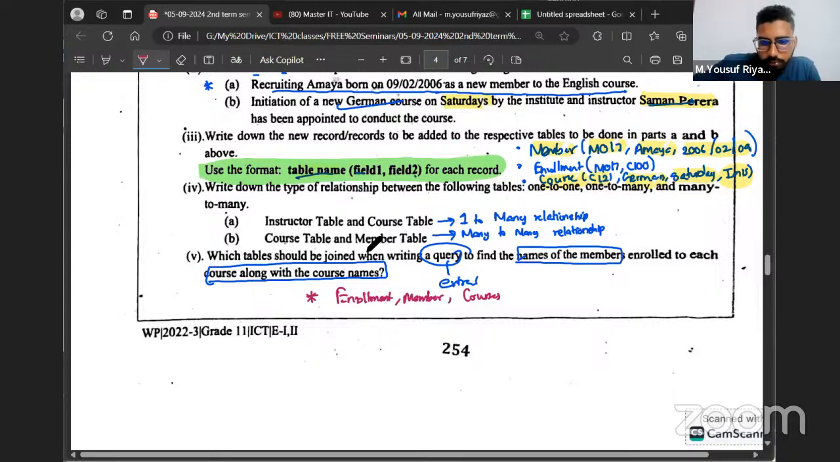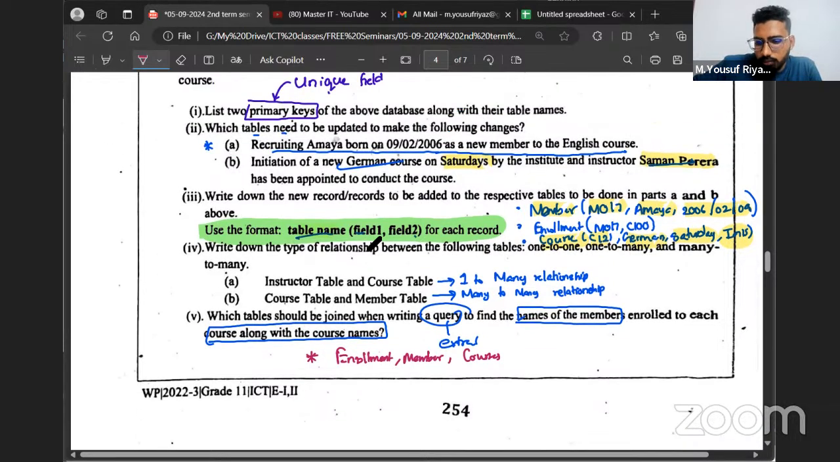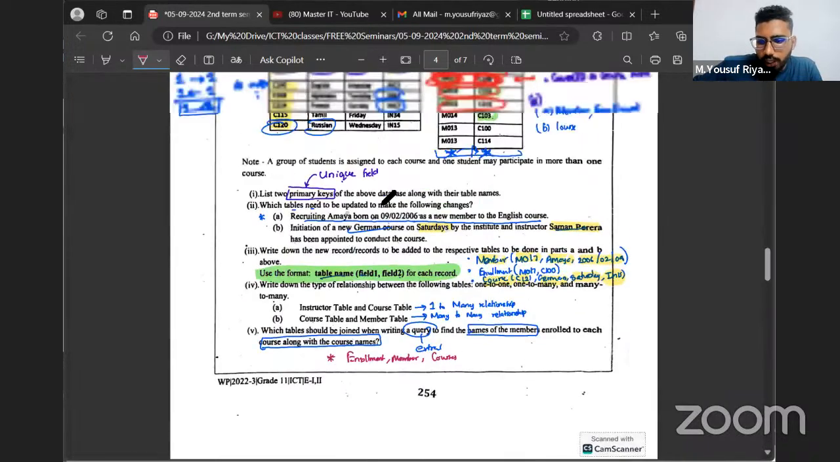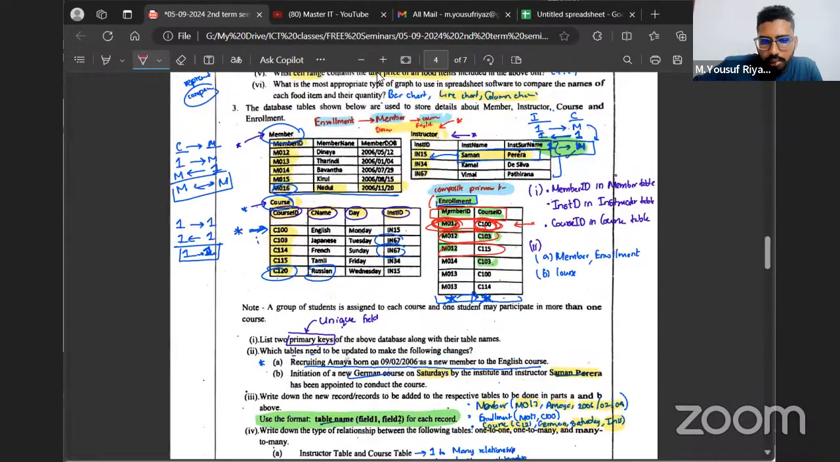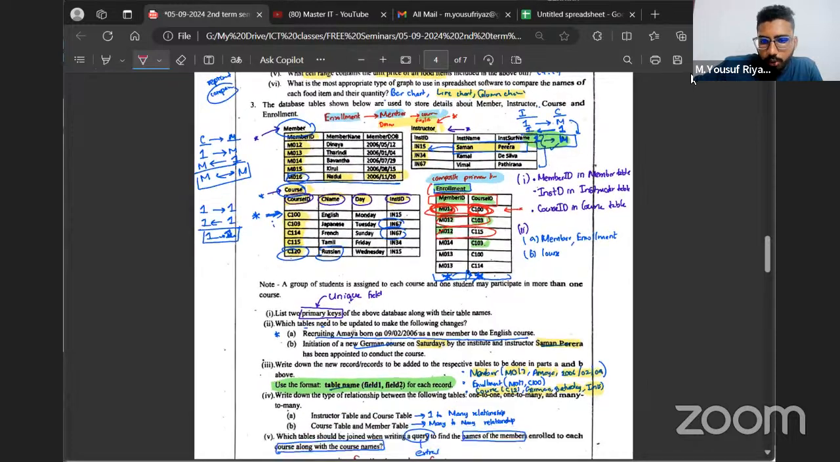Is that clear, all of you? It depends. Both have differences. So that's there regarding database. Again, this is one of the easiest questions you can get marks from.